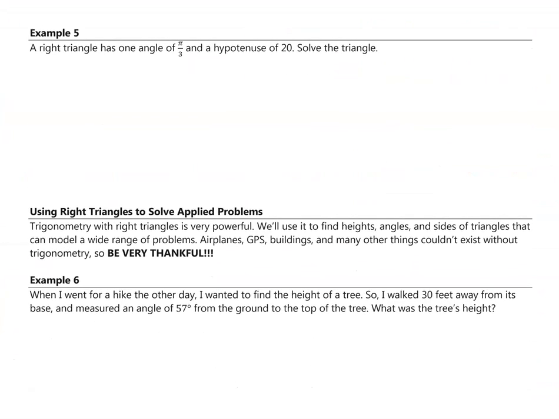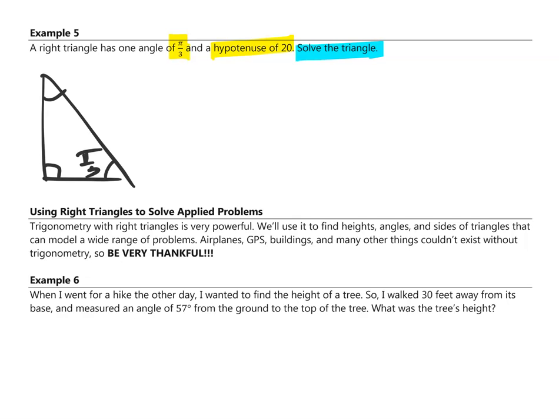Next, example number 5. A right triangle has one angle of pi over 3 and a hypotenuse of 20. Solve the triangle. So let's use this right triangle here, and we have the angle pi over 3. What is this other angle? So we can actually solve that.